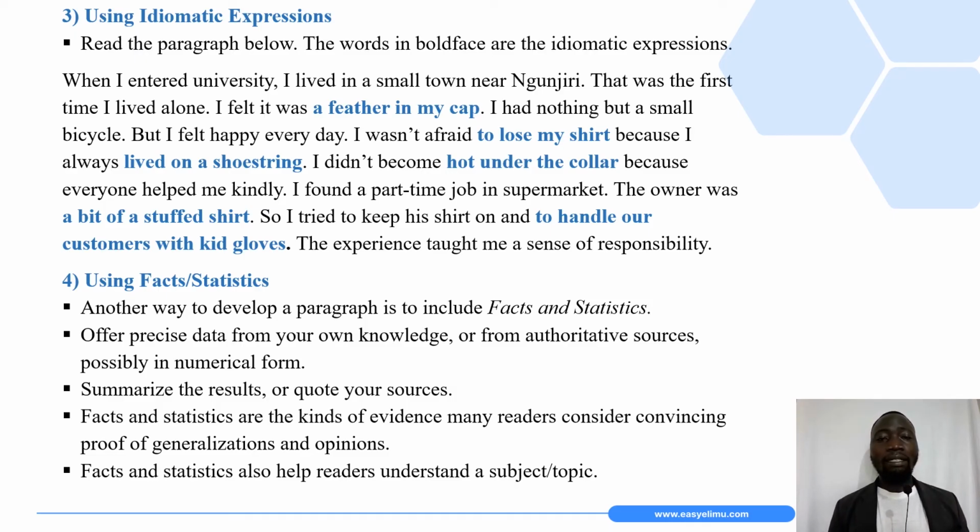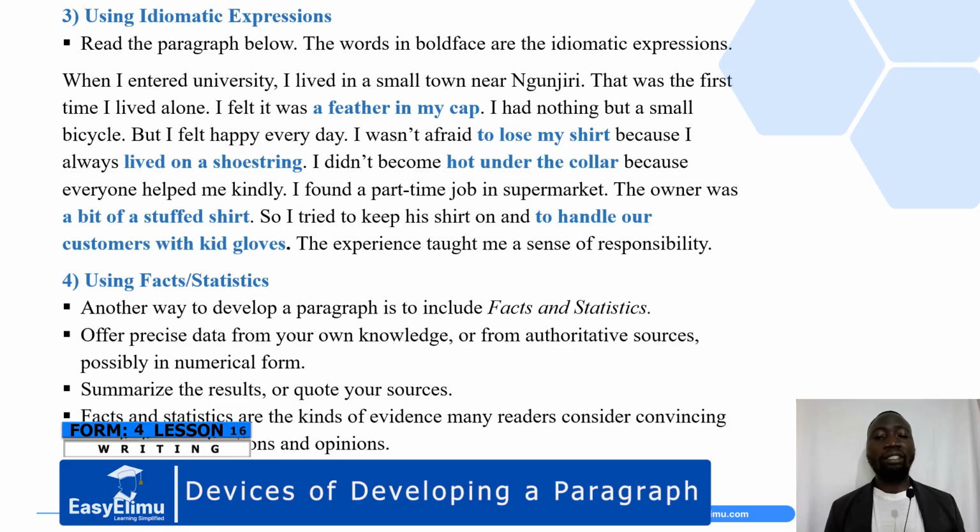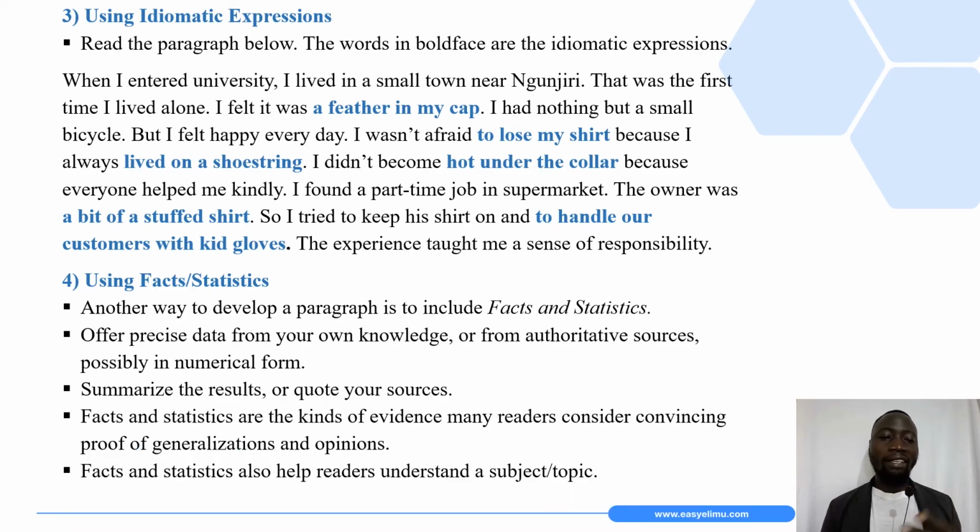Looking at that paragraph, the words that we have in boldface are the idiomatic expressions. Just to mention them very fast, we have a feather in my cap, losing my shirt, living on a shoestring, being hot under the collar, a stuffed shirt, and handling customers with kid gloves, and that is the end.